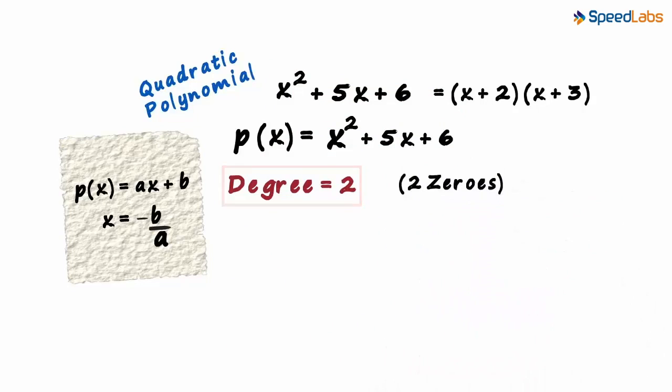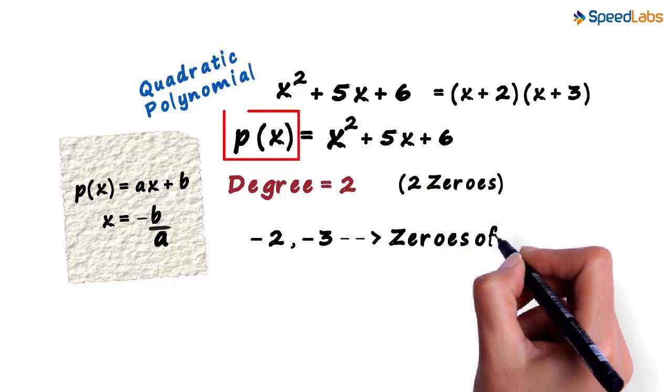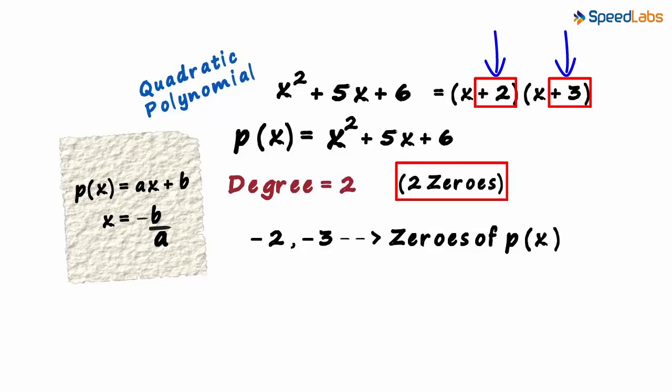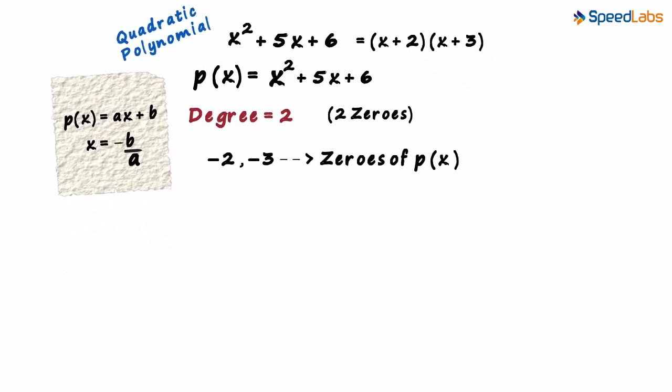We can directly say that minus 2 and minus 3 are zeros of p of x. But how could we directly write the 2 zeros? We just wrote the opposite of these two numbers. Here we had plus 2 and plus 3, and we wrote the zeros as minus 2 and minus 3. These two values are such that when substituted in place of x, will make this entire polynomial 0.